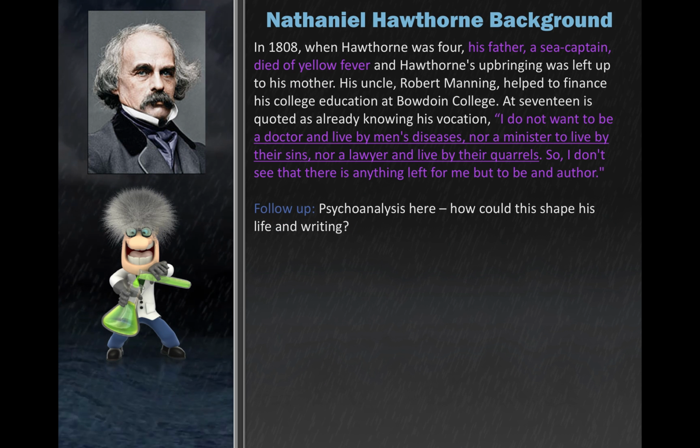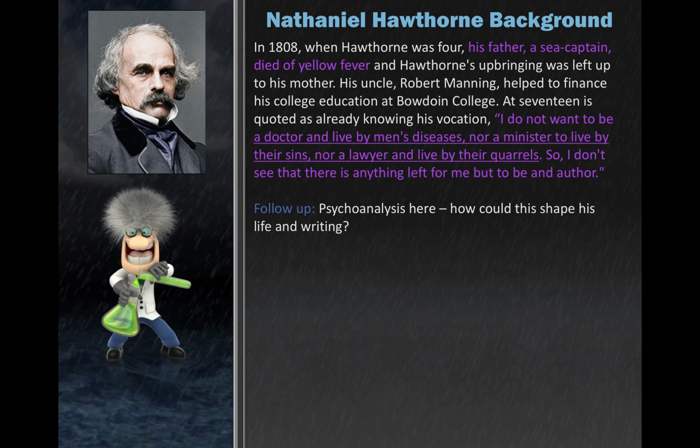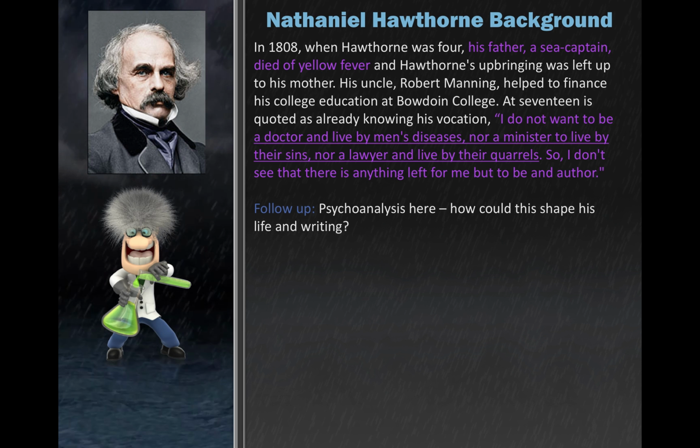Okay, so a little more on his background from some other perspectives. In 1808, when Hawthorne was 4, his father, a sea captain, died of yellow fever, and Hawthorne's upbringing was left up to his mother. His uncle, Robert Manning, helped to finance his education at Bowdoin College. At 17, he's quoted as already knowing his vocation. "I do not want to be a doctor and live by men's diseases, nor a minister to live by their sins, nor a lawyer and live by their quarrels. So I don't see that there's anything left for me but to be an author."